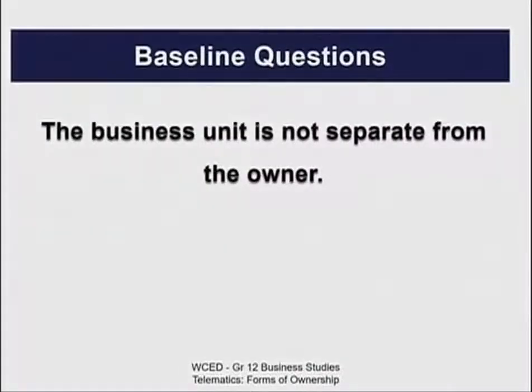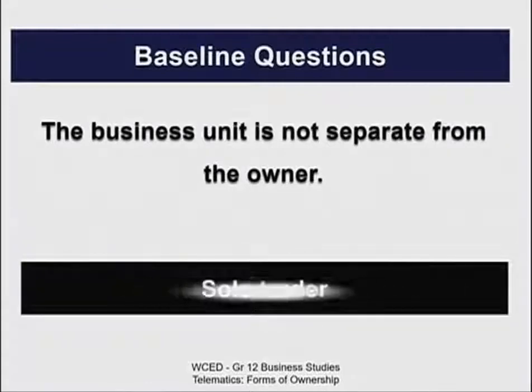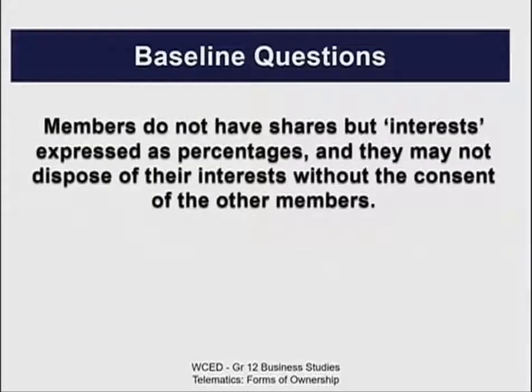That one is a non-profit company. The business unit is not separate from the owner. I think that one we should know. That one is a sole trader. Members do not have shares, but interest expressed as a percentage. That one should be a closed corporation.